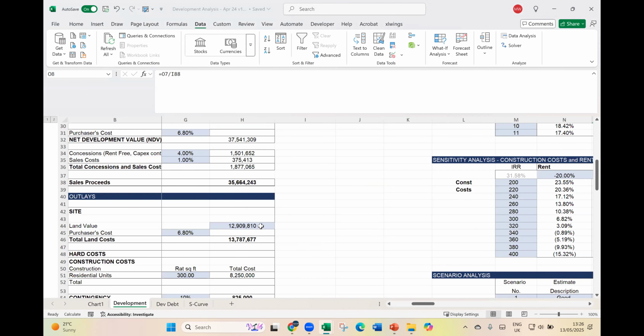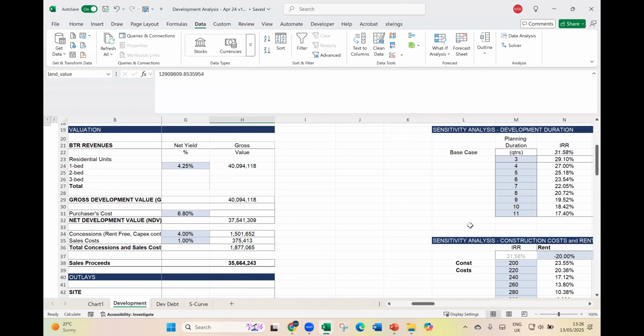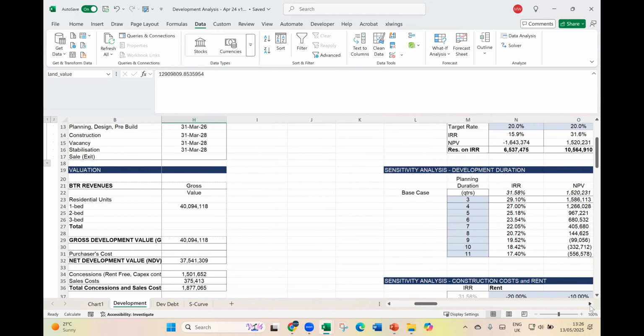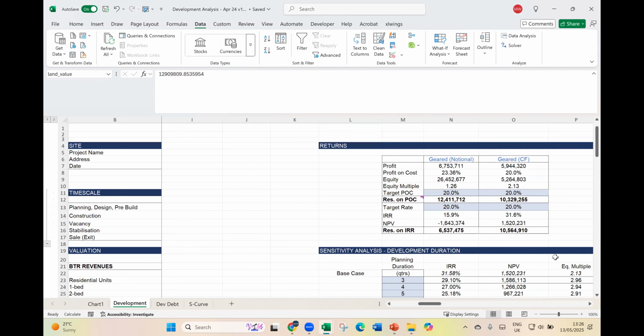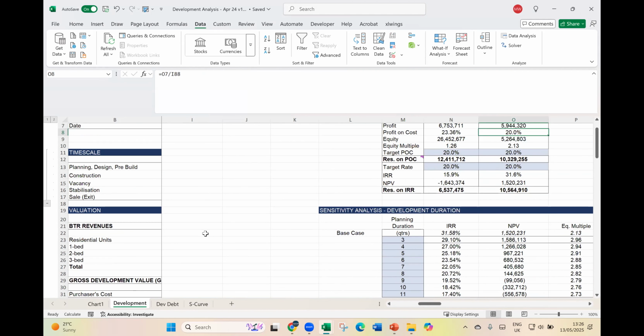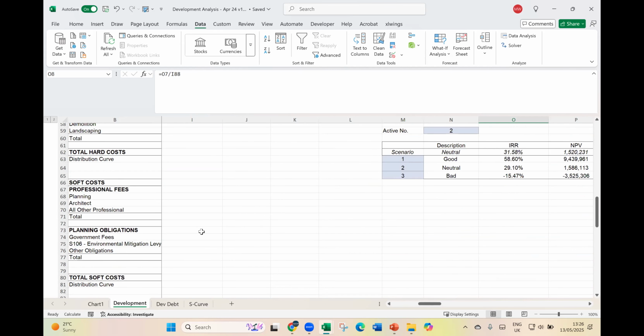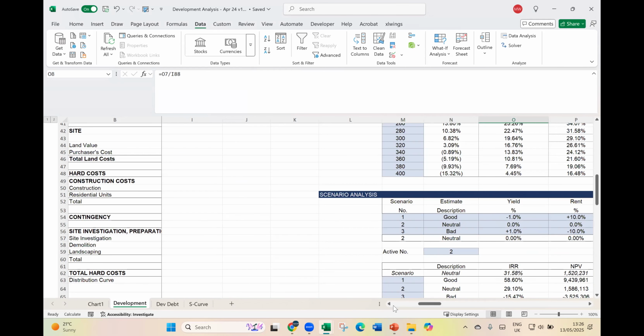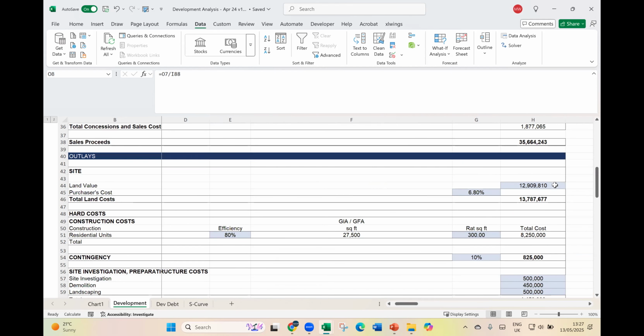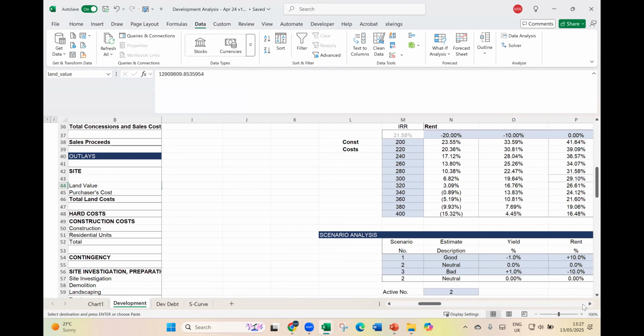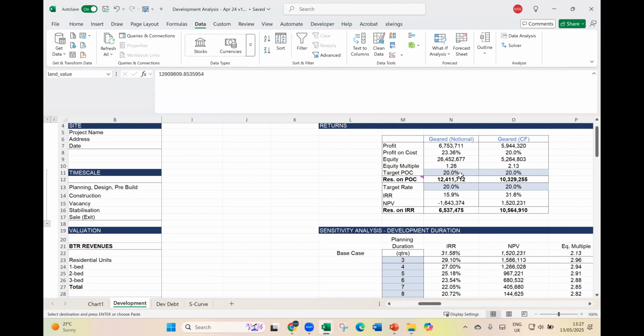So you see that your residual land value is 12.9 million now, which means that your profit on cost is going to be 20%. So if you pay, where are your land costs? If you pay 12.9 million, that means that your profit on cost on this development is going to be 20%. Okay.